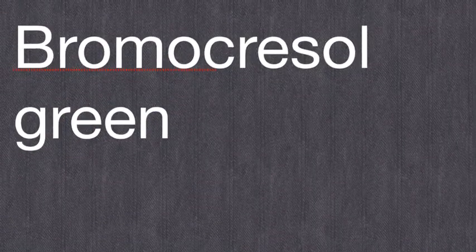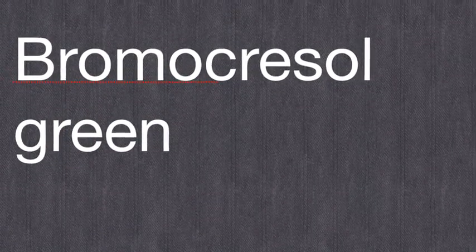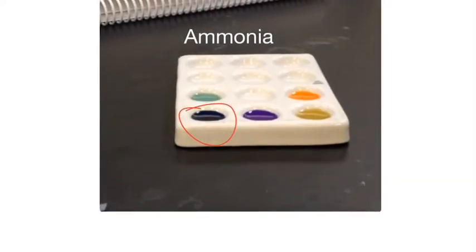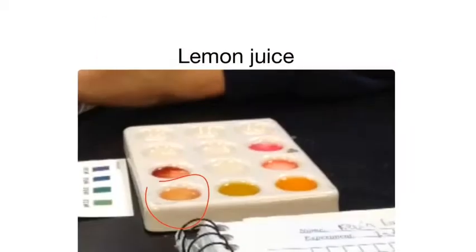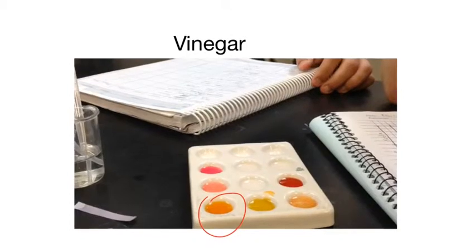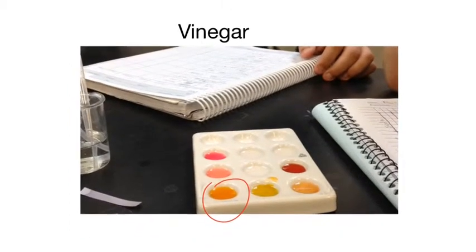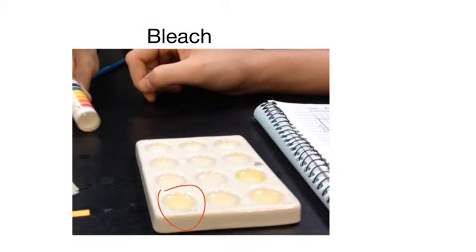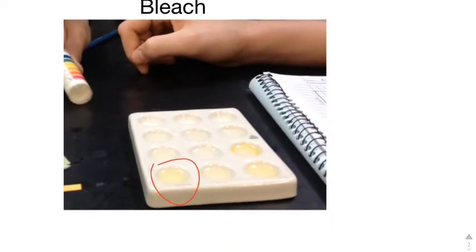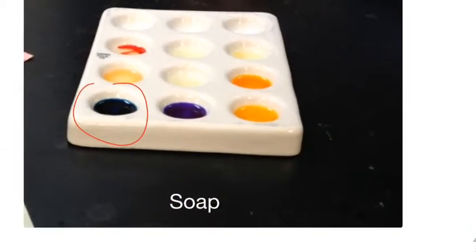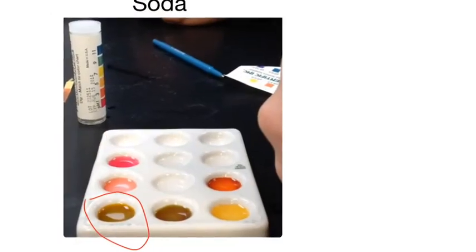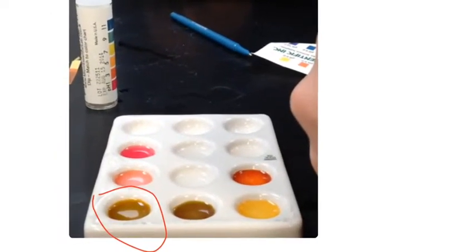Bromocresol green at a pH of 4.0 through 5.6 makes acids yellow and bases blue. It turns ammonia blue, so it is a base. It turns lemon juice yellowish, so it is an acid. It turns vinegar orangish, which is on the yellow side, so it's an acid. It turns bleach yellowish, so it's an acid. It's very light yellow, but it's yellow. Next, we have soap. It turns soap very dark blue, so it's a base. Soda almost looks brown, but in fact it is very dark yellow, so it's an acid.